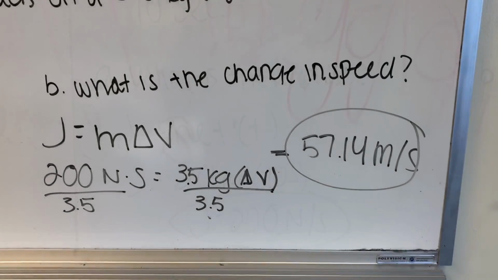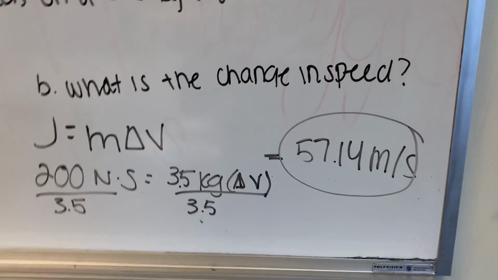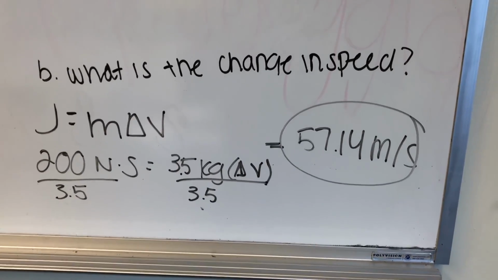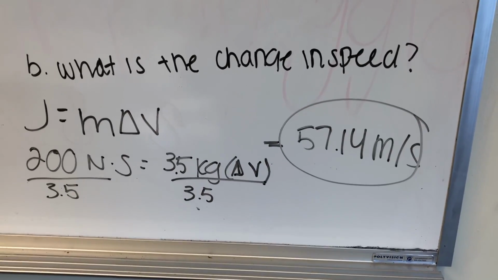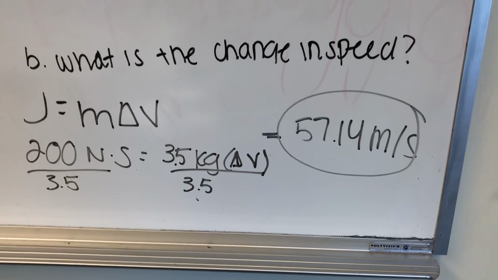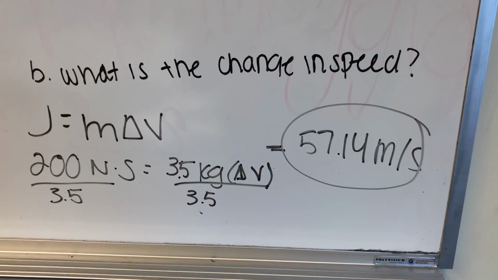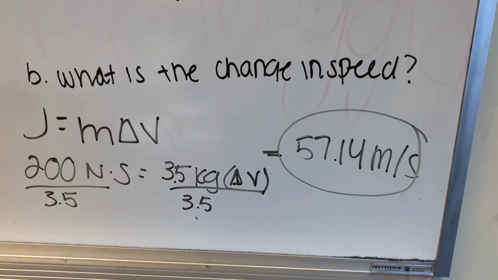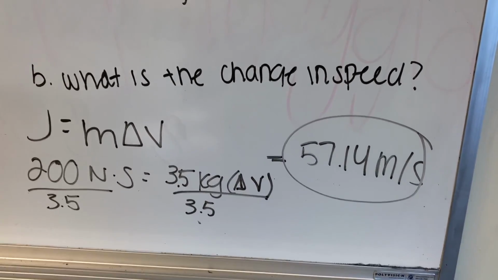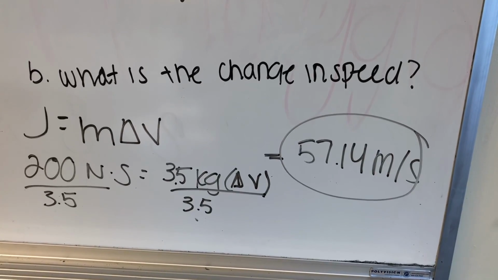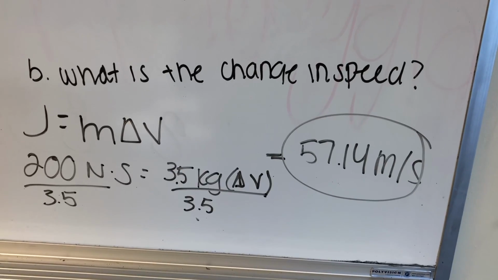To find the change in speed, we're going to use J equals m change in v, which is mass times the change in velocity. We know the impulse is 200 newton seconds, and the object is 3.5 kilograms. So plugging that in, it'd be 200 newton seconds equals 3.5 kilograms times the change in velocity. From there, you divide both sides by 3.5 kilograms to get the change in velocity, which ends up being 57.14 meters per second.